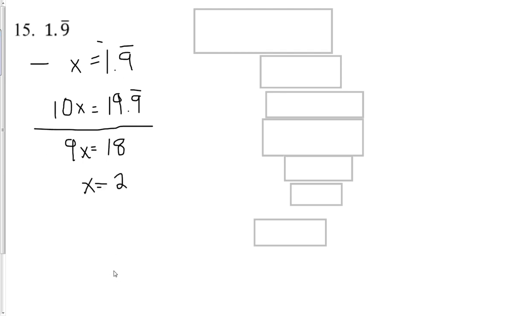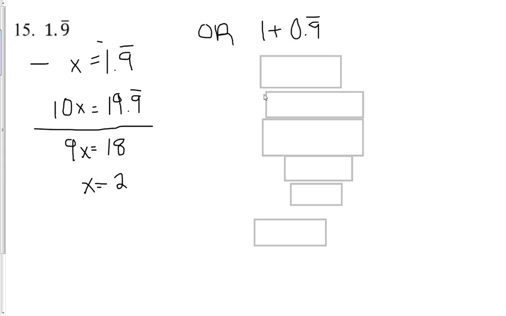So 1.999999999, etc. equals 2. It makes sense when you figure out what 0.1 repeating is. Right? 0.1 repeating is 1/9. So 0.9 repeating is 9 over 9, which is 1. Right? So a little tricky there.